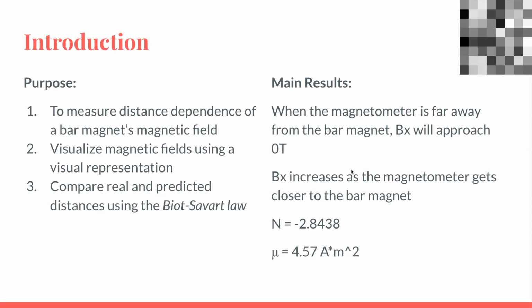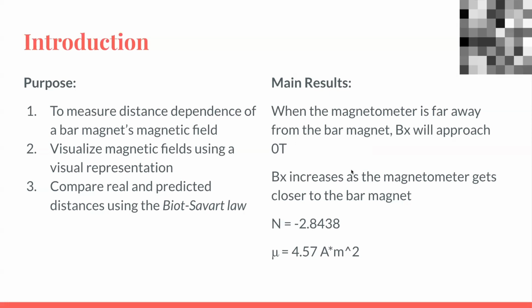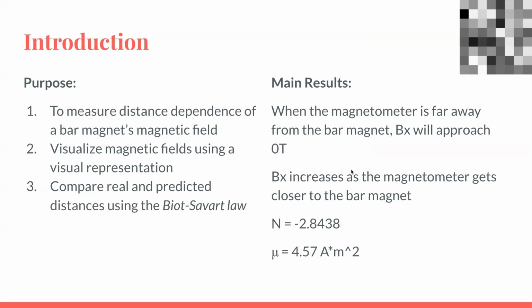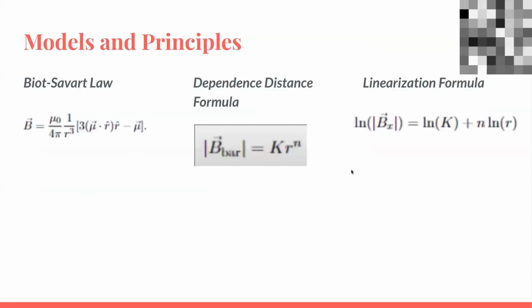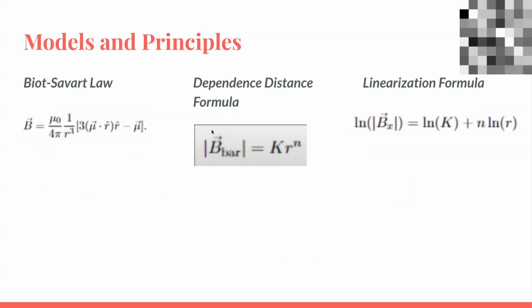The main results are that when the magnetometer is far away from the bar magnet, Bx will approach 0 T, and Bx increases as the magnetometer gets closer to the bar magnet. We found that n is equal to negative 2.8438 and mu is equal to 4.57 amps times meter squared. Models and principles are the Biot-Savart law, which is shown here, the dependence distance formula, which is shown here, and the linearization formula, which is shown here.